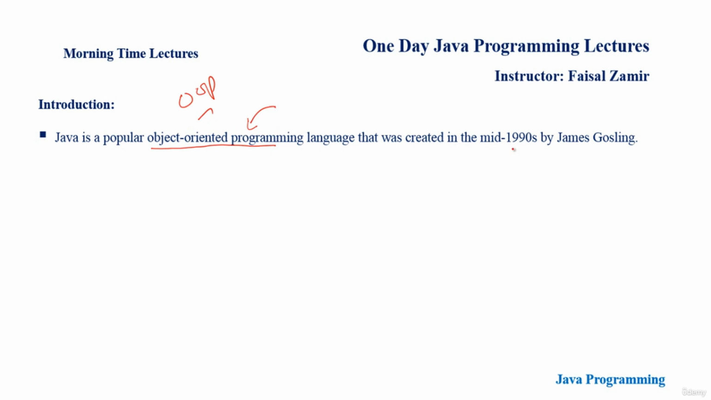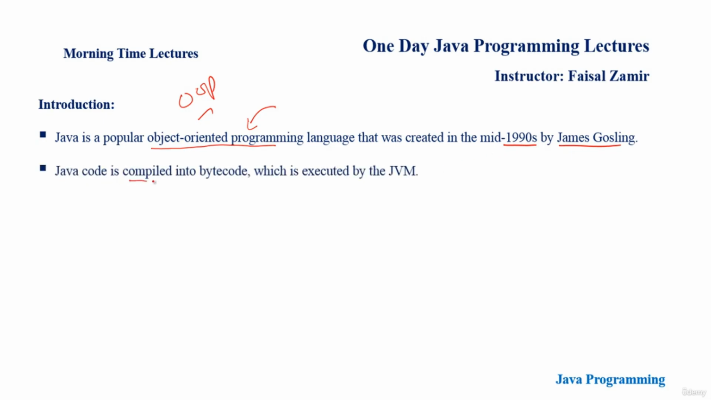It was created in the mid 1990s by James Gosling. He is a scientist and the inventor of Java programming. There is a very interesting history of the development of Java, so you should learn and read its history on Wikipedia or other resources.